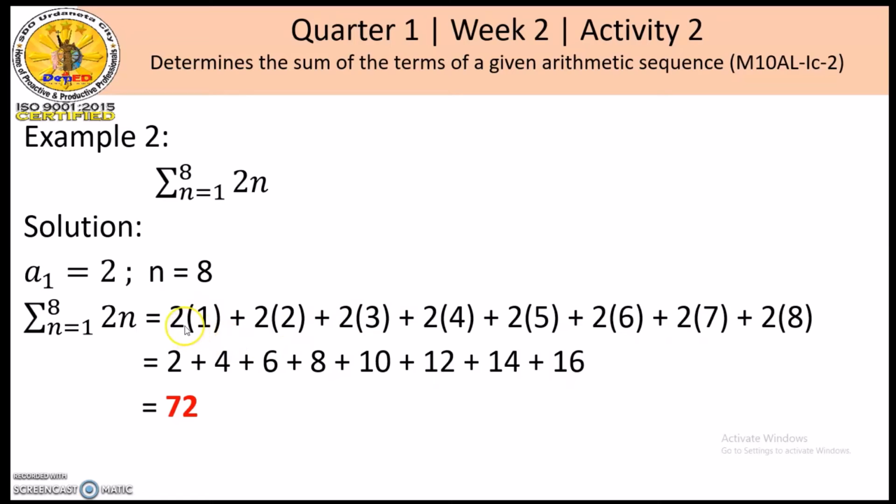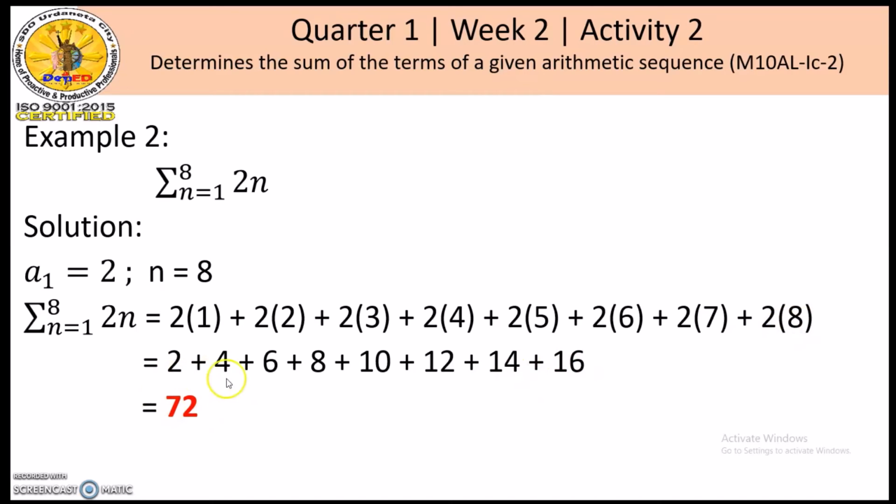So in here, 2 times 1, we have 2. 2 times 2, we have 4. 2 times 3, we have 6. 2 times 4, we have 8. 2 times 5, we have 10. 2 times 6, we have 12. 2 times 7, we have 14. And lastly, 2 times 8, we have 16.